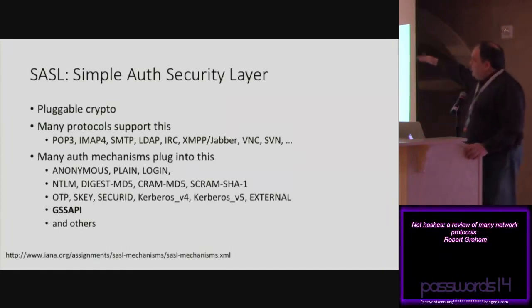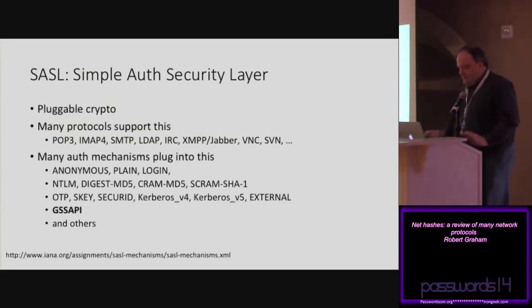SASL plugs into many protocols, and then there's this GSS API that also plugs into SASL. And the whole GSS API thing, we're going to see in protocols, has its own plugin architecture. So those are the main things we talk about with SASL. So when I say I'm doing IMAP4 with this SCRAM SHA-1 login, or I'm doing DNC with Digest MD5 login, or I'm doing SVN but just doing anonymous, that's how all these things plug in to each other.